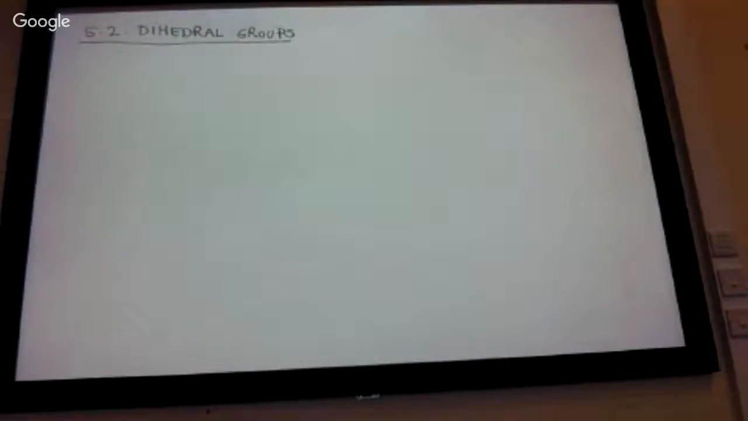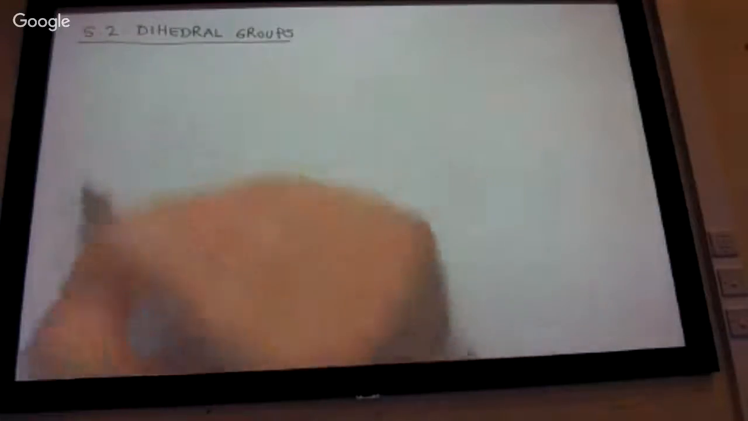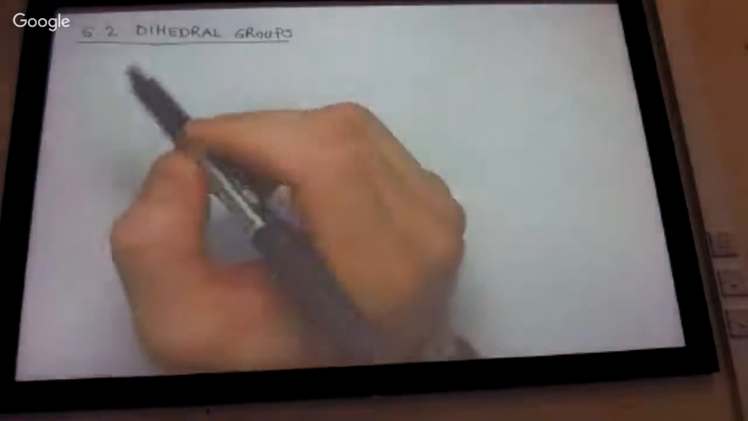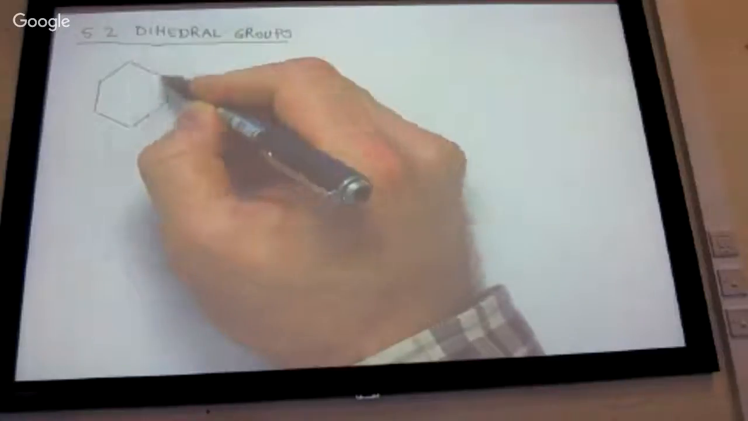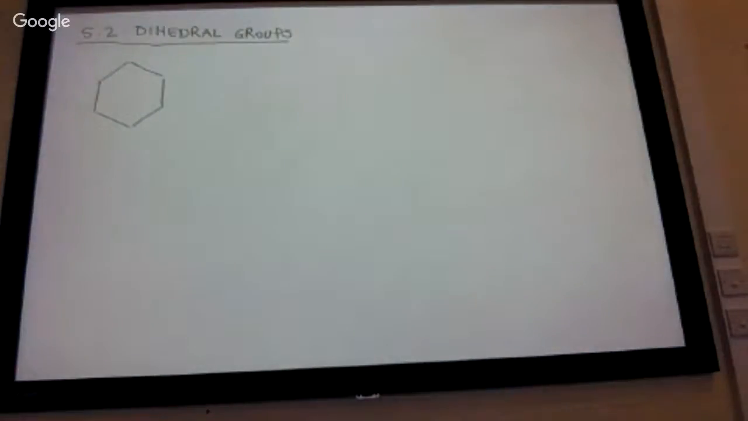Okay, dihedral groups. That's an important example of groups. Killian likes them. Have you met a dihedral group before? Oh yeah? What was it? Were you looking at triangles? Yes. But why triangles? You can do any regular polygons.